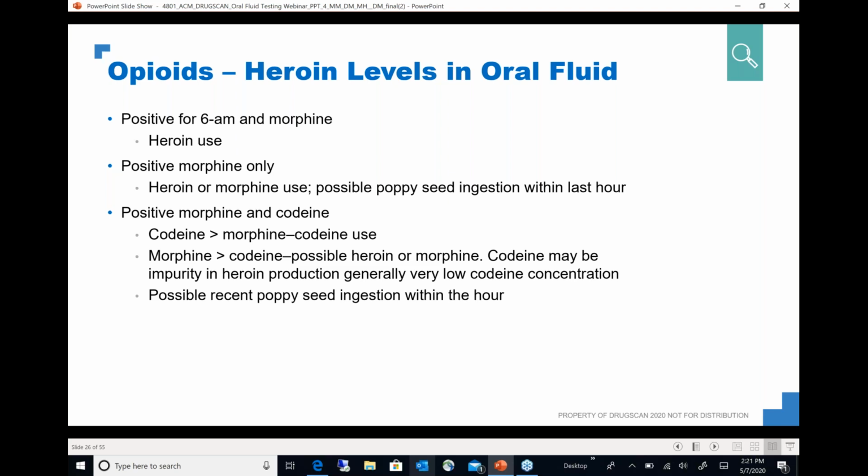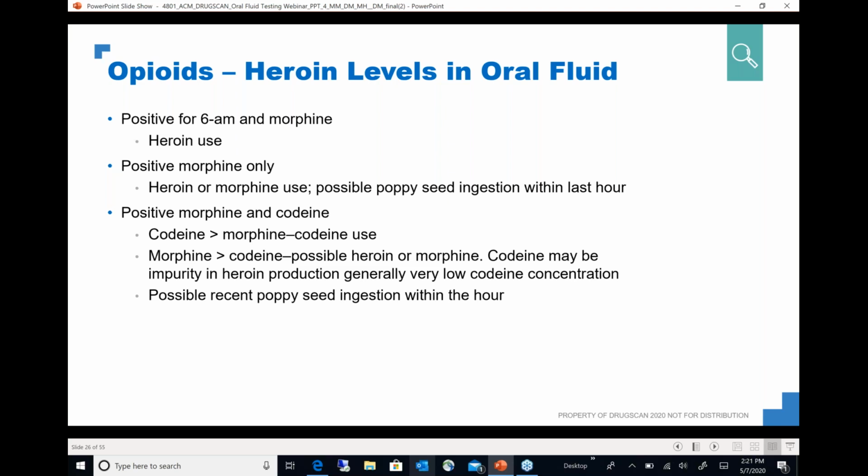If you see a positive morphine and codeine on an oral fluid report, if the codeine is greater than morphine, it's indicative of codeine use. If the morphine is greater than codeine, it may be heroin, or it may be the individual is taking morphine.